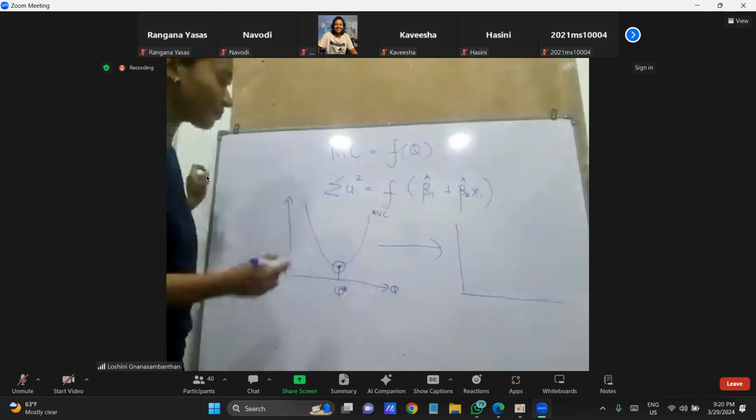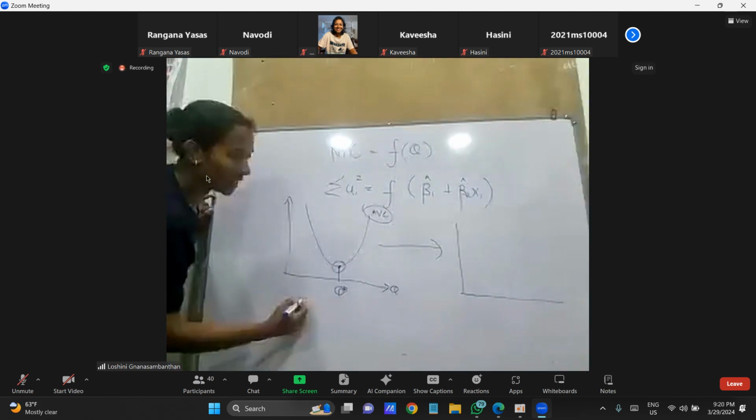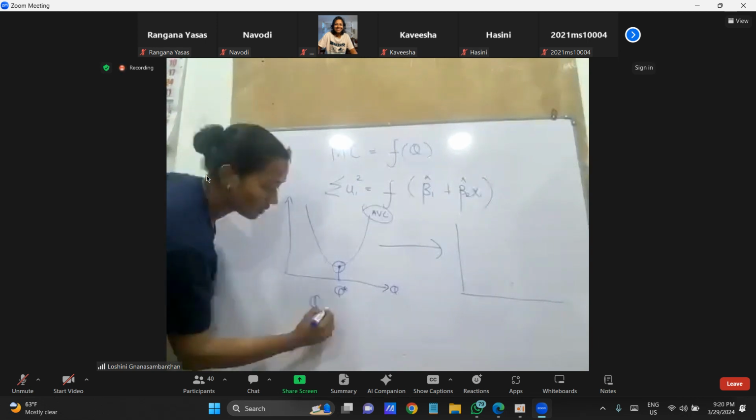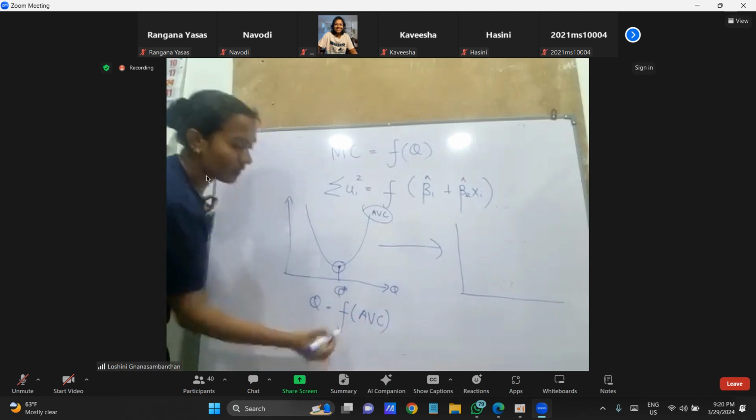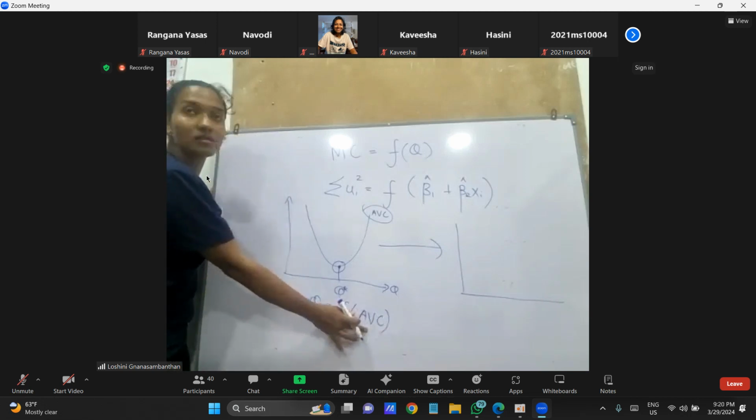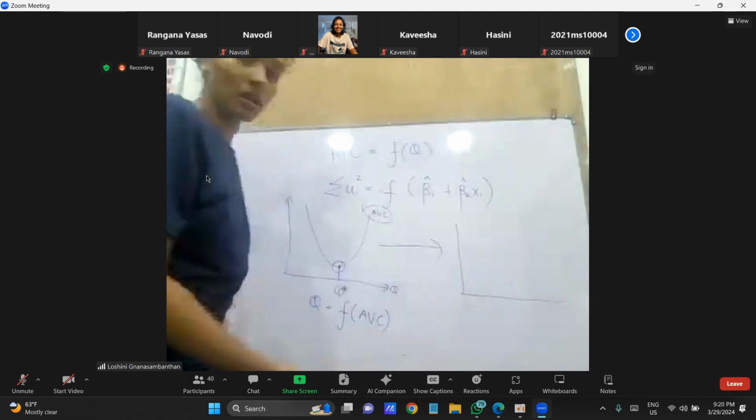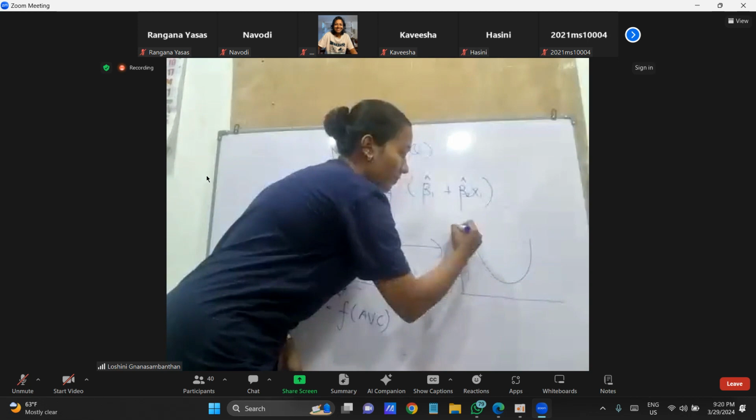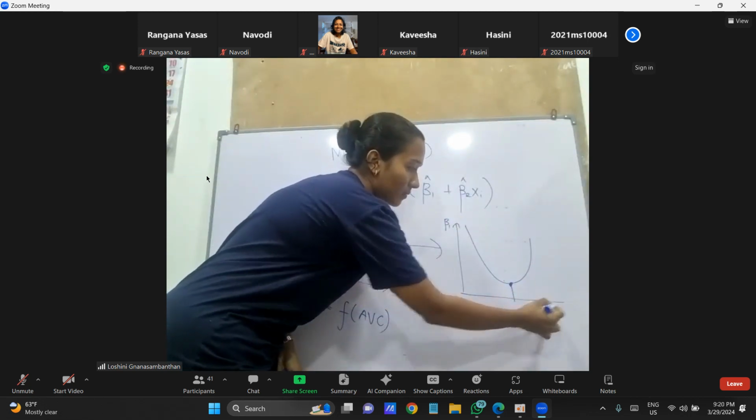Now here, if we say quantity is a function of AVC, then there is only one parameter. But here we have two parameters. So one is that we should find the lowest beta 1.